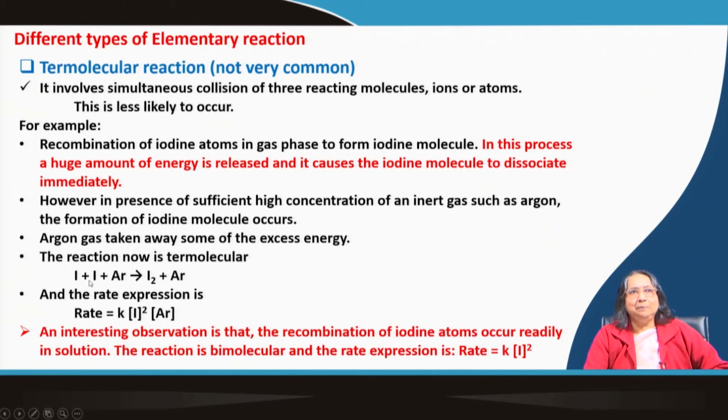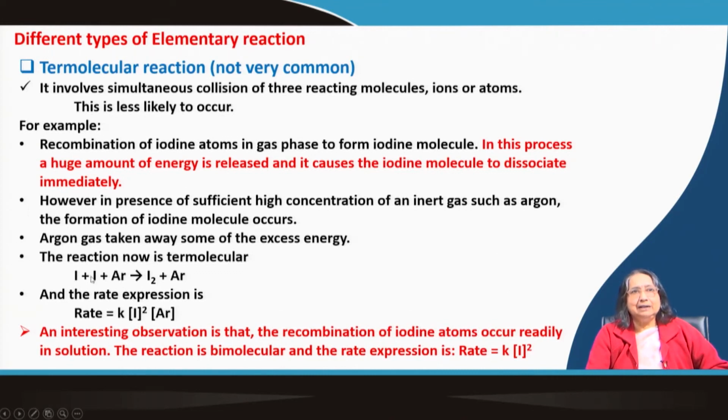See, for example, I plus I plus argon will produce the iodine, and if this happens, then what should be the rate expression? The rate expression will be k into I concentration to the power square into argon concentration. So, an interesting observation is that the recombination of iodine atoms occurs readily in solution. Like it is a gas phase reaction and it is shown here that argon or any inert gas is necessary, so that excess energy will be taken away.